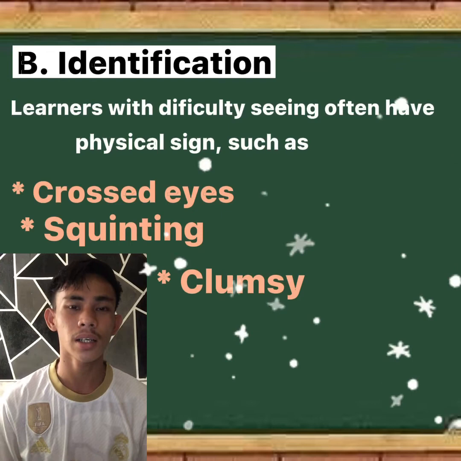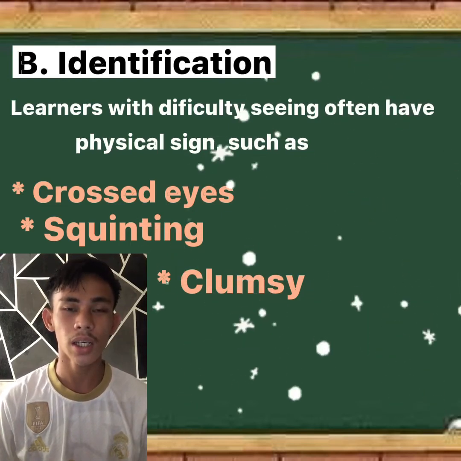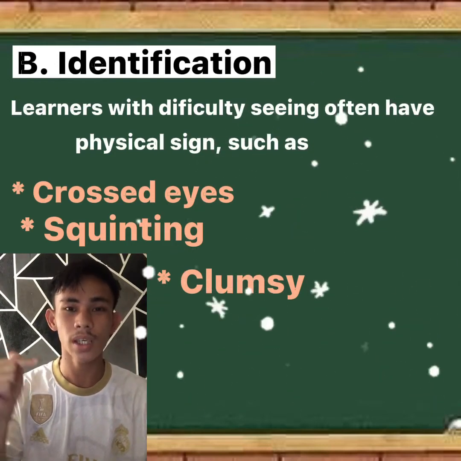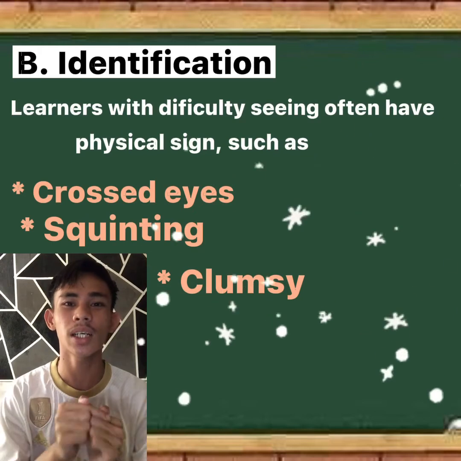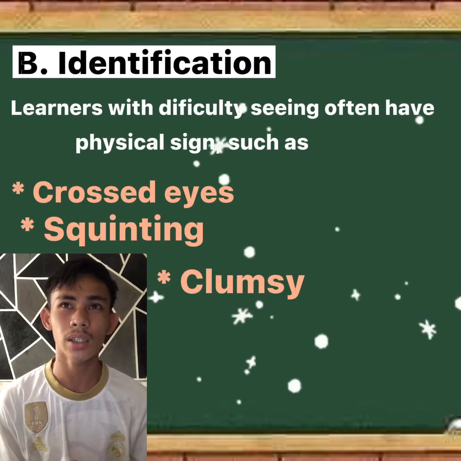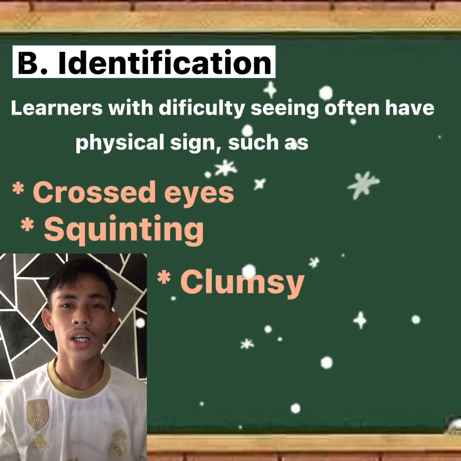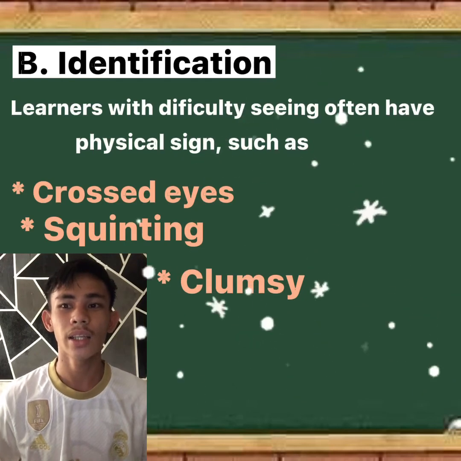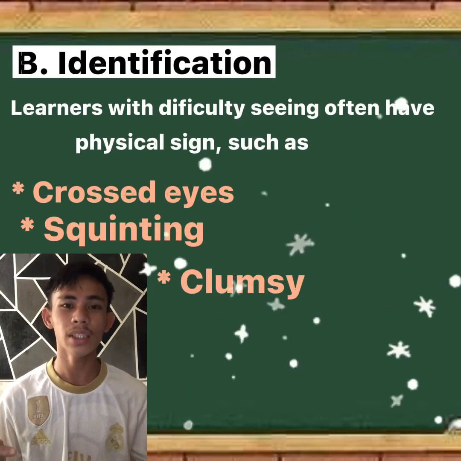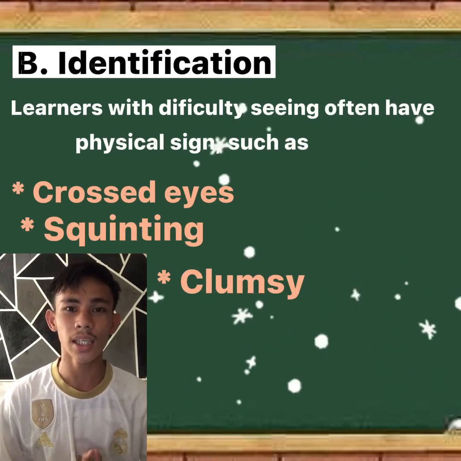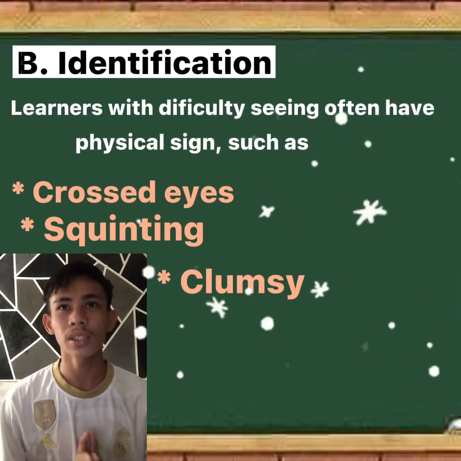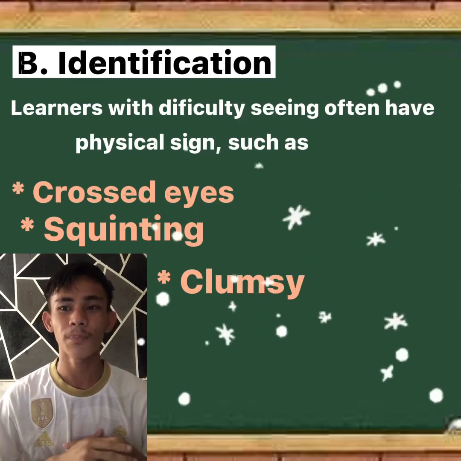that has crossed eyes, which is when their eyes cross inward, and also squinting, which is when their eyes are smaller. And then the clumsy, usually the clumsy is someone who easily trips over whatever is in the way. We can identify a person with a difficulty in seeing when they are clumsy.